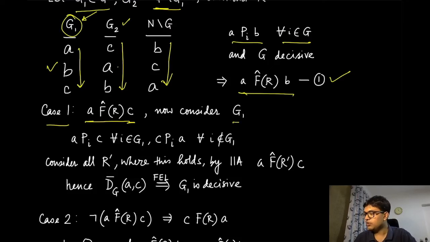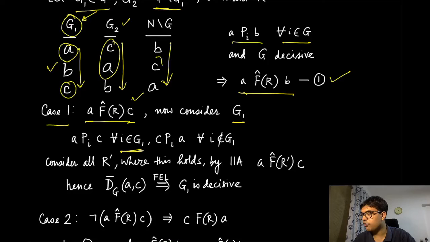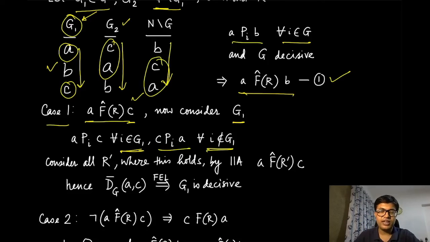So now we are going to consider the first case, where A is strictly above C in the final outcome, and we are considering G1. What we observe is that A is strictly above C for all the agents in G1, and the other thing is true: C is above A for all the other agents. So everybody outside G1, C is above A. This should remind you of a property. This is almost decisiveness. Now, in order to complete the proof that G1 is decisive, what we'll have to show is that A is strictly preferred over C in the final outcome.